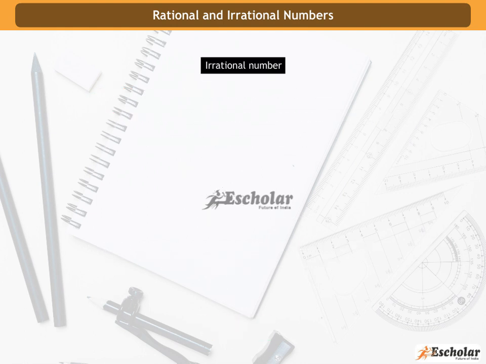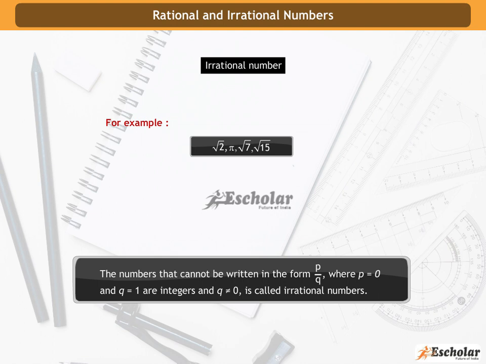Now look at irrational numbers. For example, root 2, pi, root 7, or root 15. They are irrational numbers. That means a number which cannot be written in the form of p by q, where p and q are integers, and q is not equal to 0, is called an irrational number.